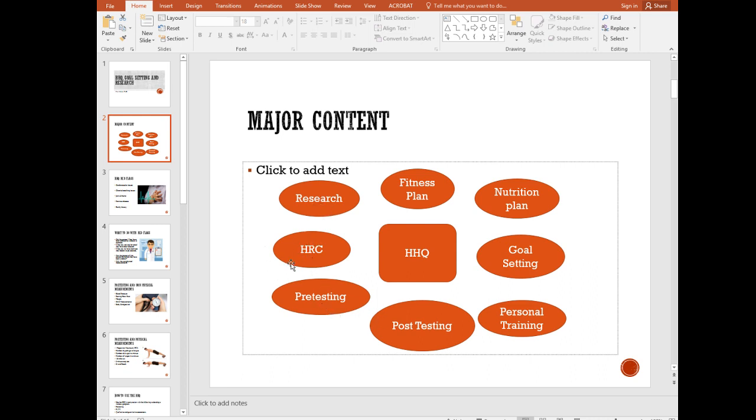Pretesting is a form of research. It can be quantitative for the most part, but it can also be qualitative. You could ask somebody how they feel about exercise, and that's really getting at goal setting. So they're all related. So let's move on.